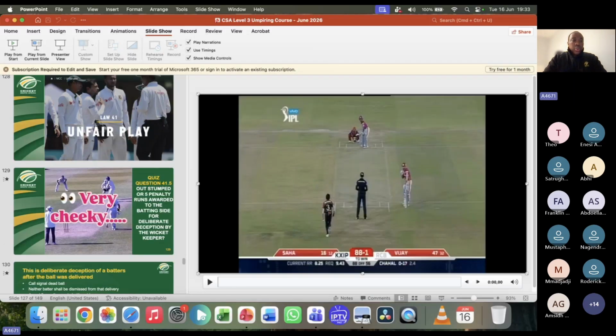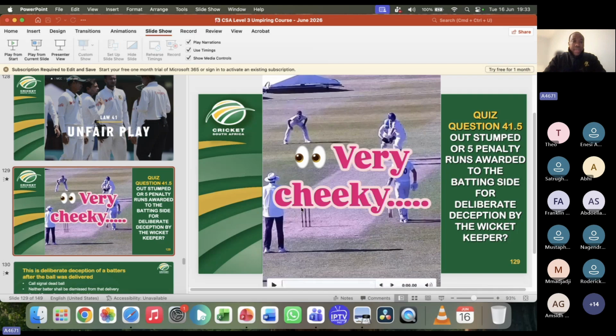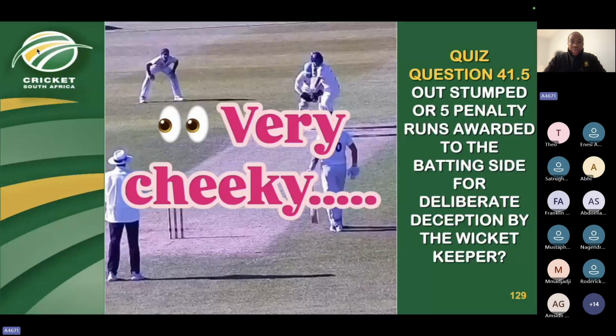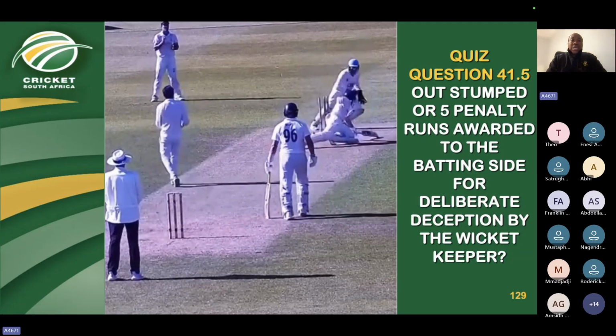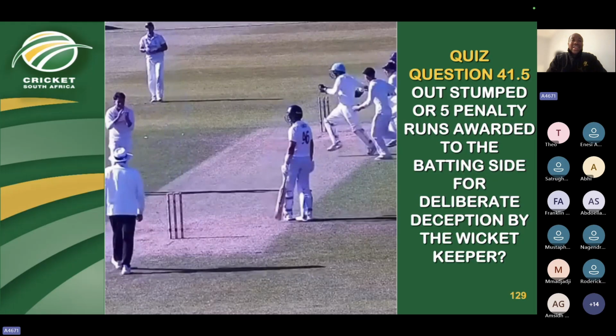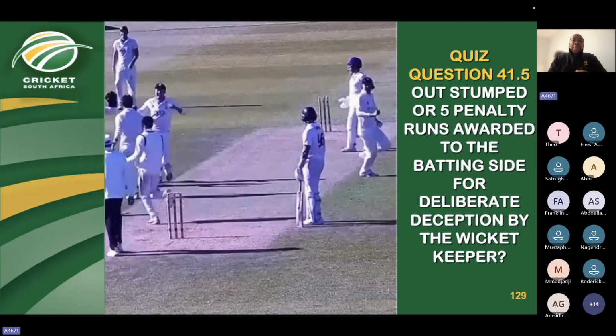Let's move on to quiz question 41.5. Is this out stumped, or do we award 5 penalty runs to the batting side for deliberate deception by the wicketkeeper? So I'll talk you through the scenario. The bowler bowls the ball down leg side. The wicketkeeper collects the delivery cleanly, but he turns to look back as if he had missed the ball. And that is considered deliberate deception by the wicketkeeper.